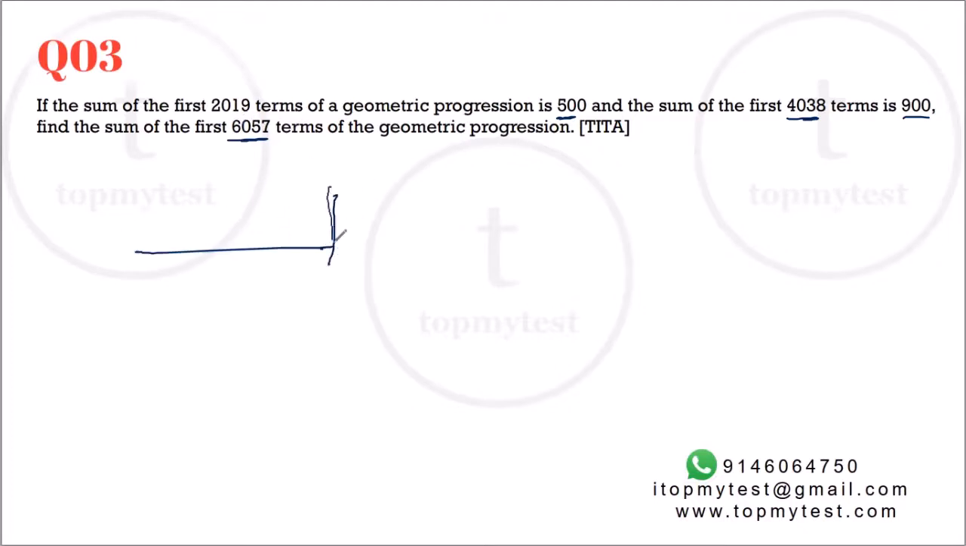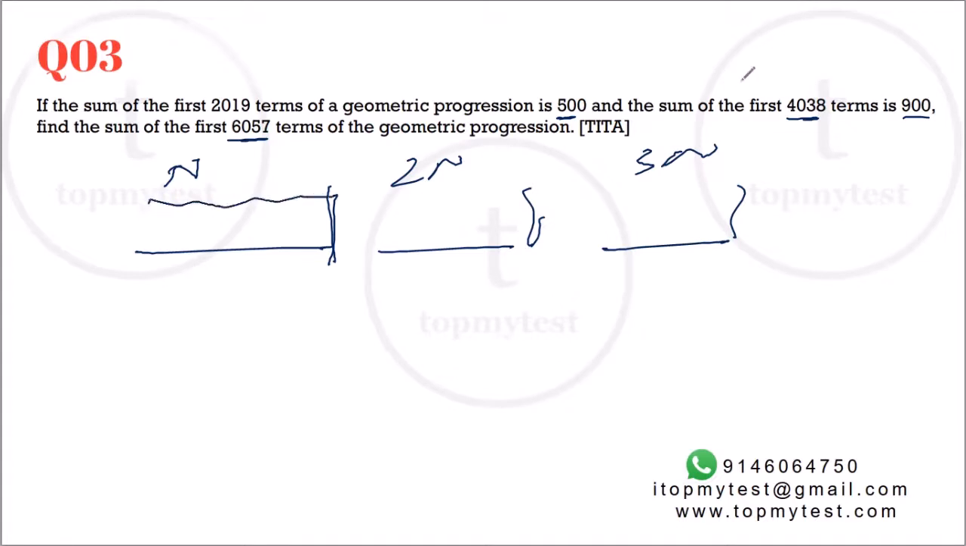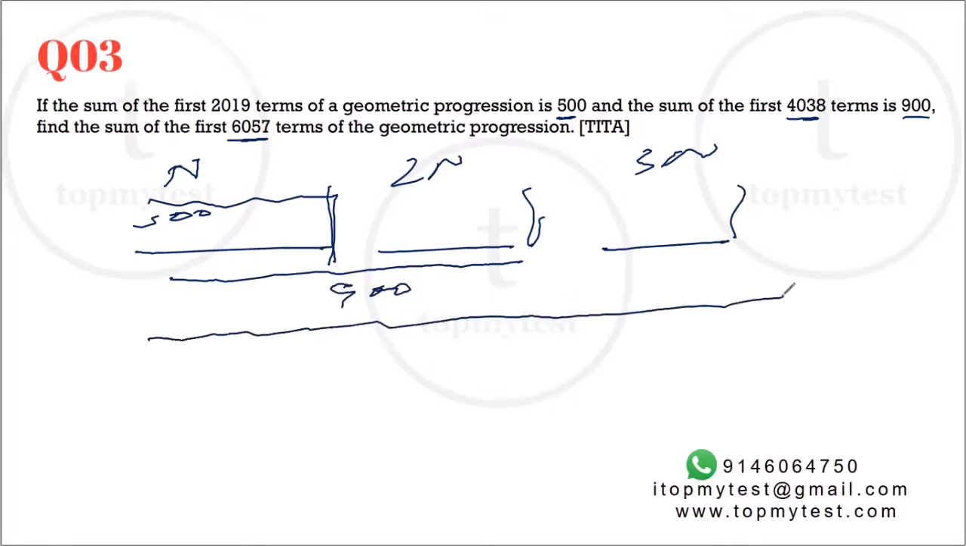Now, if you look at it, you can divide it into blocks, right? So it is first n terms, first 2n terms and the first 3n terms. For the first n terms, it is 500. For the first 2n terms, this total will be 900. You need to find how much it will be for the first 3n terms.